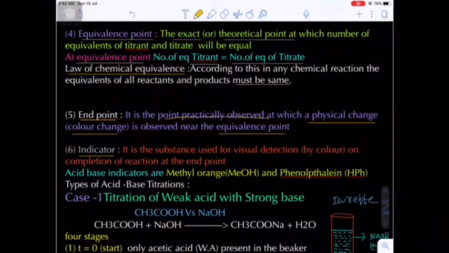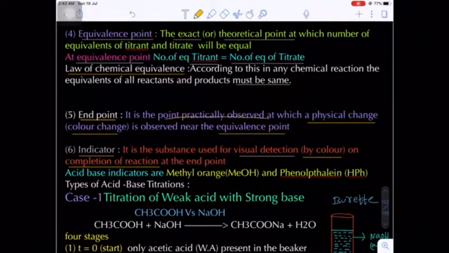Now how to identify the end point? With the help of the indicator. The sixth point is the indicator, which indicates the completion of a reaction. Generally, an indicator is an external substance which is added to the reaction mixture to identify, visually, by the detection of the color change, the completion of the reaction at the end point. Are you getting my point?